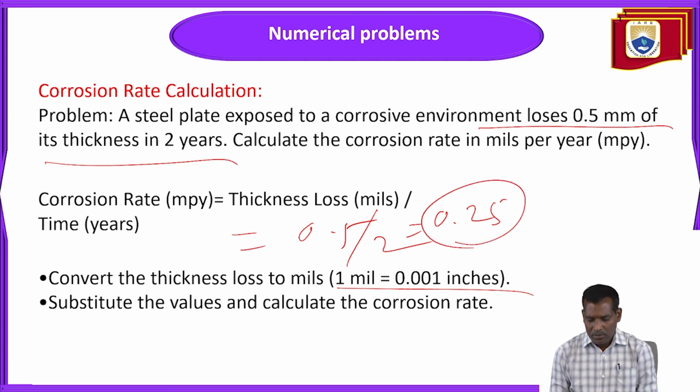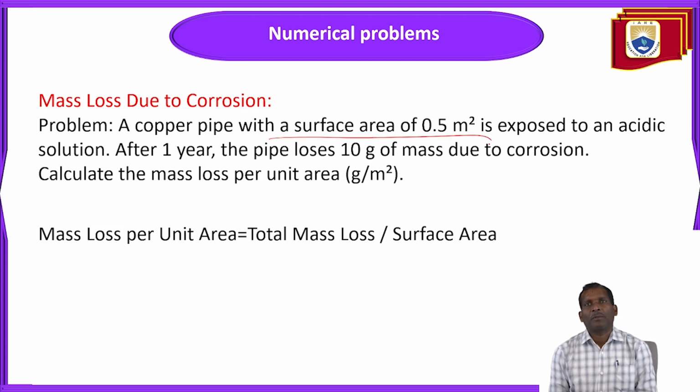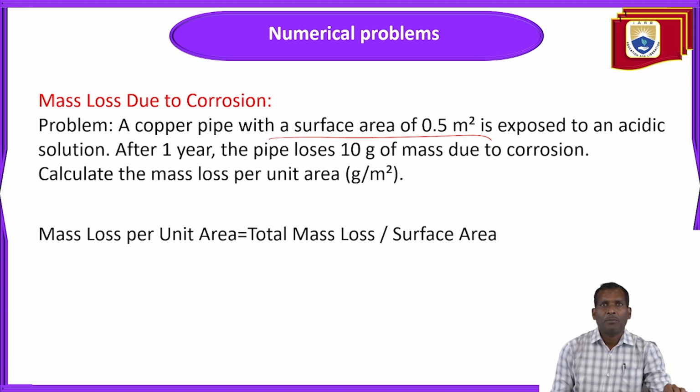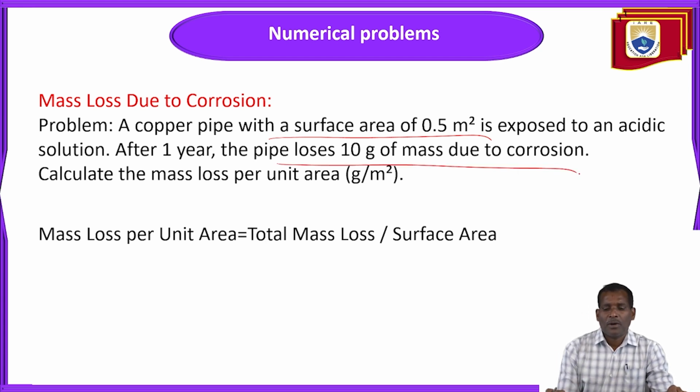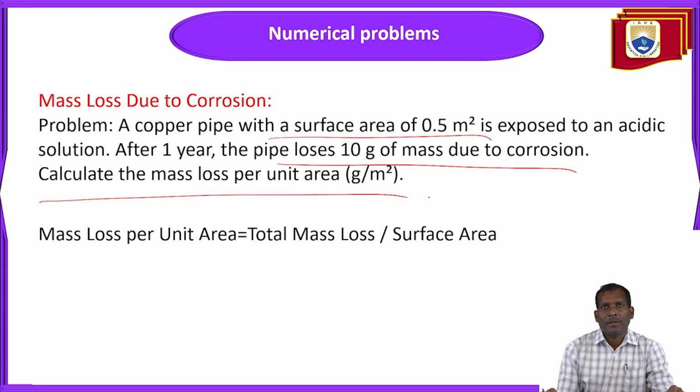Next, mass loss due to corrosion. A copper pipe with a surface area of 0.5 meter square is exposed to an acidic solution. After 1 year, the pipe loses 10 grams of mass due to corrosion. Calculate the mass loss per unit area, gram per meter square. Its mass loss per unit area is total mass loss upon surface area.